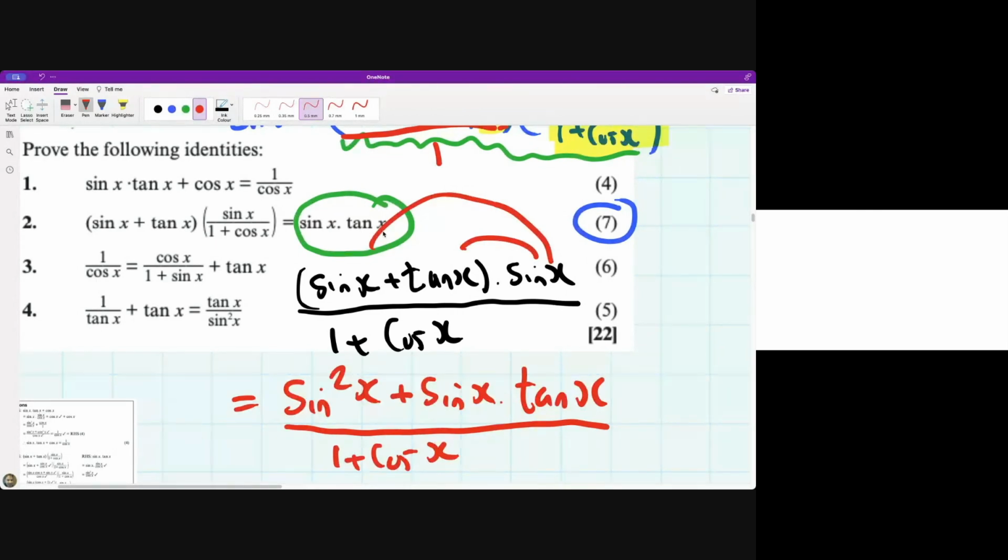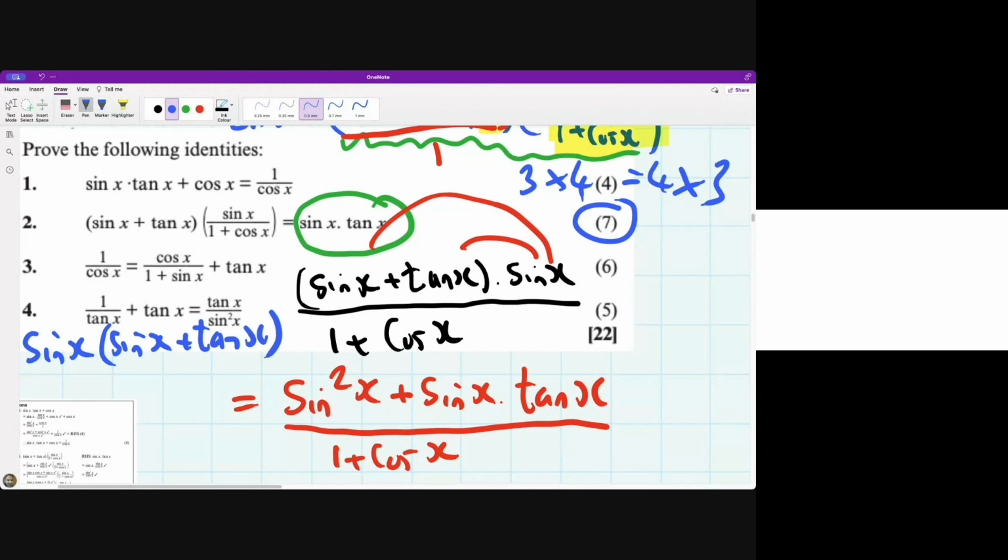Okay. Now for those who I've lost, just think about what's happening here. If I multiply something, 3 times 4 is the same as 4 times 3, so there's nothing wrong with writing that top line as sine x plus tan x, and then on the bottom having 1 plus cos x. That's exactly the same. So that's where I get my sine squared x, and that's where I get my sine x times tan x. It's just because it's on the right-hand side.